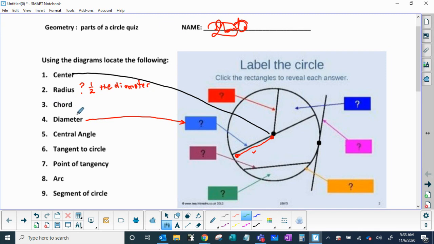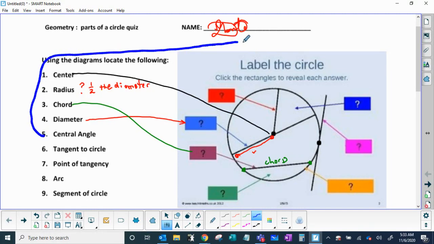All right, let's find a chord. Switch colors. Now, a chord is the one that I messed up with you in this class, and the chord is right here. A chord is a segment that goes and touches both sides, but not outside. Okay? Central angle. A central angle uses the center. So let's just fly outside here. Boom. Okay? That is a central angle. Tangent to the circle.